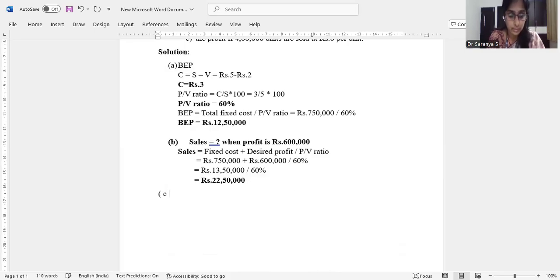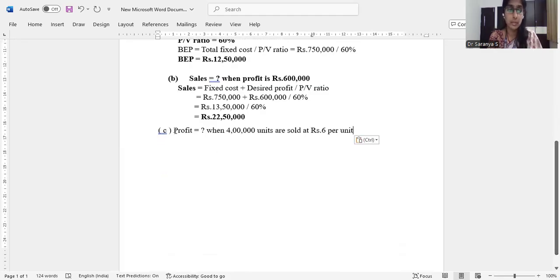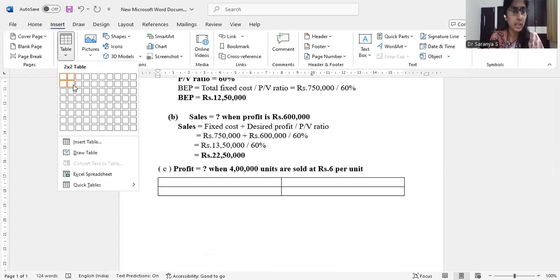Okay. We have to find out the profit. So profit equal to question mark. Okay. When how many units are sold? 4 lakh units are sold. When 4 lakh units are sold at rupees 6 per unit. So this is the question. What is the profit when 4 lakh units are sold? So let's start doing.